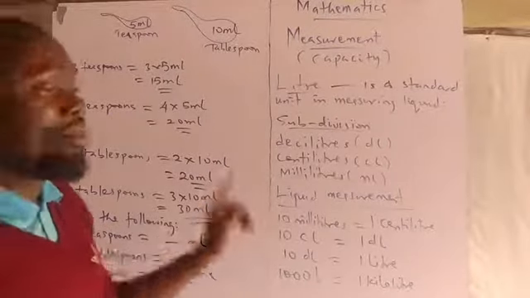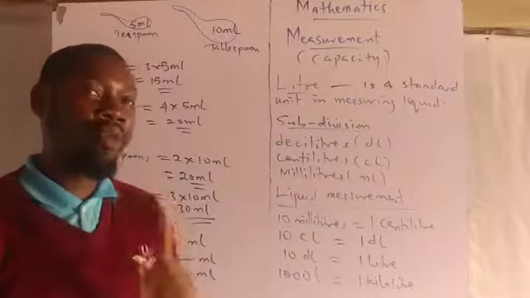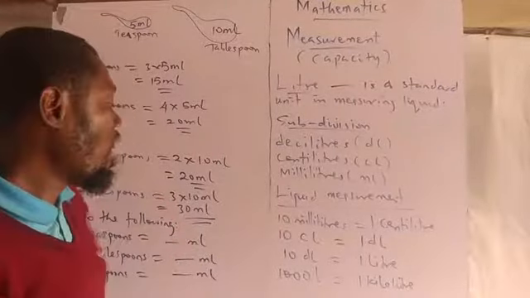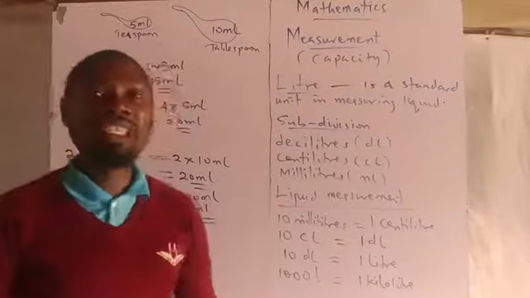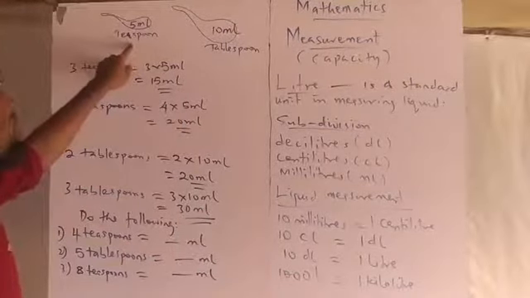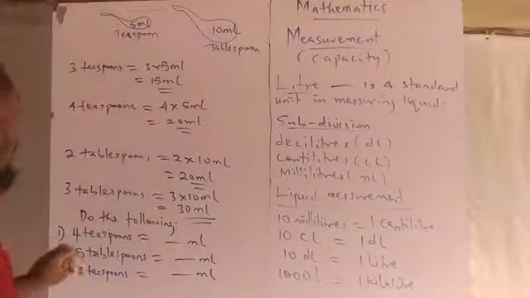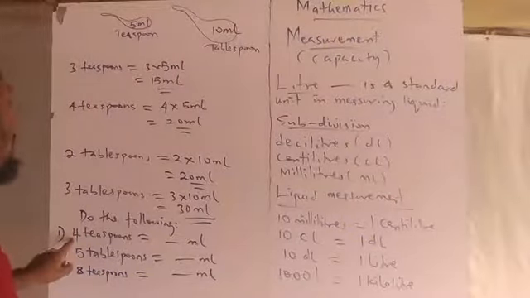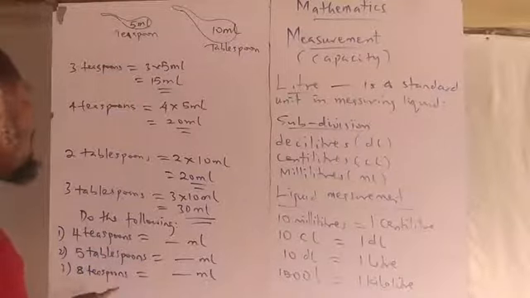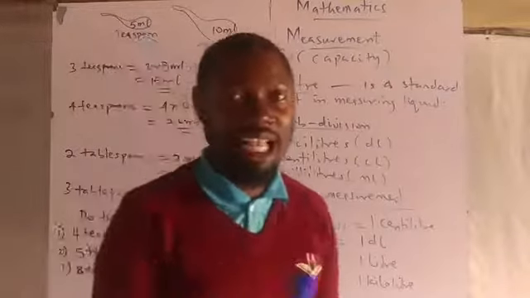Remember, 10 milliliters make 1 centiliter, 10 centiliters make 1 deciliter, 10 deciliters make 1 liter, 1,000 liters make 1 kiloliter. Now your teaspoon is 5 milliliters and your tablespoon is 10 milliliters. So carefully work this out yourself. How many milliliters are in 4 teaspoons? How many milliliters are in 5 tablespoons? And how many milliliters are in 8 teaspoons? Forward your answers to me. I'll see you in the next class. Thank you.